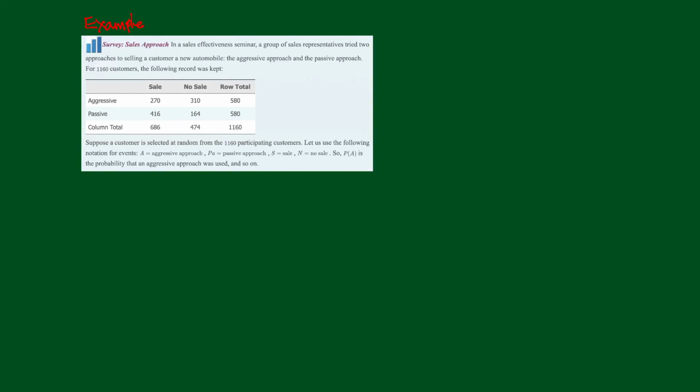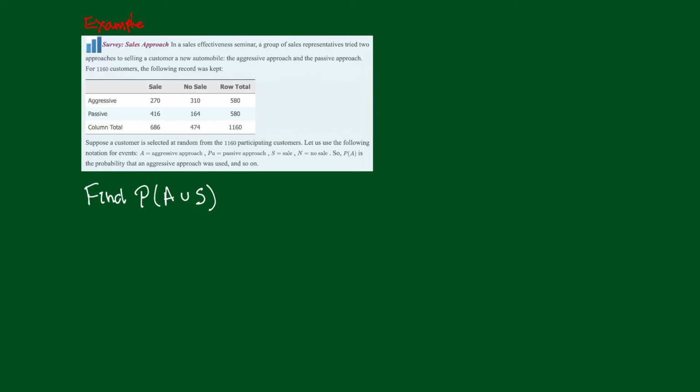Now, what we're going to do here is, suppose a customer is selected at random from those 1,160 participating customers. Let's use the following notation for events. All right, so A is the aggressive approach. P A is the passive approach. I guess P for passive, A for approach, right? PA is passive approach. S for sale, N for no sale. So P of A, that's going to represent the probability that an aggressive approach was used, and so on.